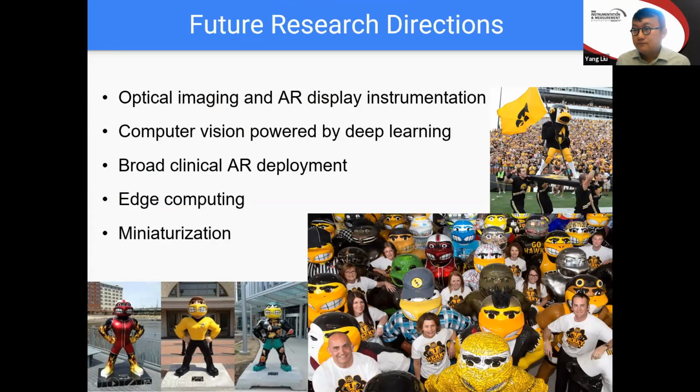So in this talk, we have discussed different areas where optical imaging, augmented reality, and computer vision can be applied to solve surgical problems. In the future, I personally think there are a few areas that might be interesting to look at. The first area is optical imaging and AR display instrumentation. We need better instrumentation for better imaging and better display. Part of the ongoing effort by many researchers is also to use deep learning to enhance computer vision.